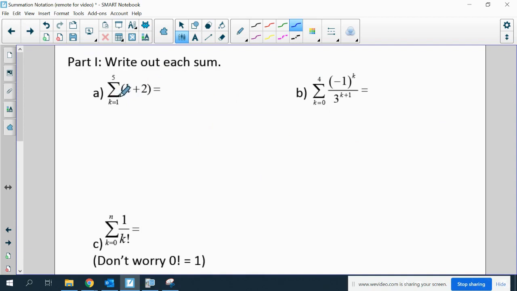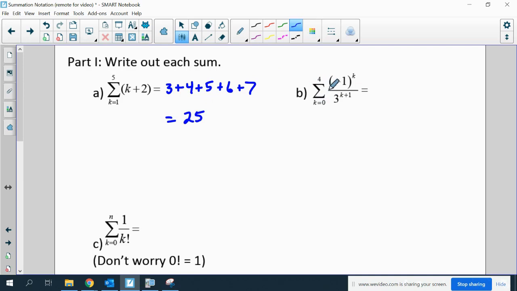So let's write out each sum. The sum from k equals 1 to 5 of k plus 2. I just plug in 1 and I get 3. I plug in 2, I get 4. I plug in 3, I get 5. Plug in 4, I get 6. And I plug in 5 and I get 7. So I have 25 would be the answer to this one.